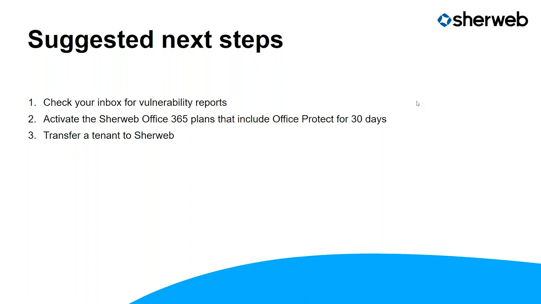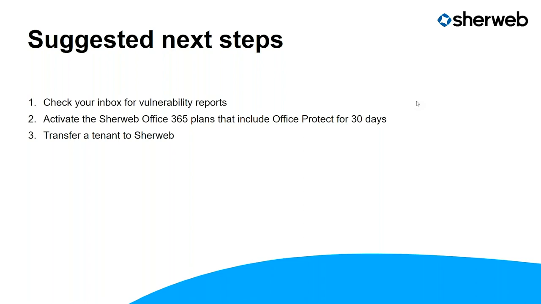You just have to activate one of Sherweb's Office 365 plans that includes Office Protect, which is most of them, and then it will activate itself. And the first thing that's going to happen once it's activated, which takes between 4 hours and a couple of days, is you will get that security assessment.